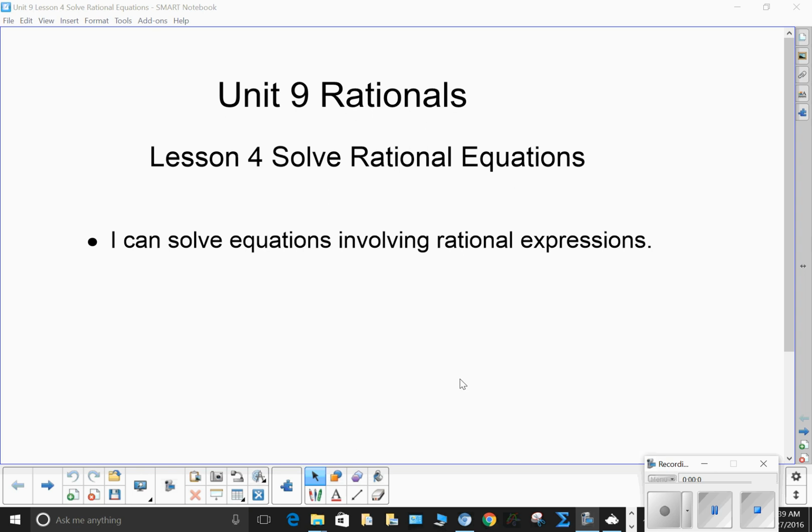Alright, almost there with rationals and algebraics. In Unit 10, we start graphing these lovely things. But to finish up Unit 9, we're going to look at solving rational equations.